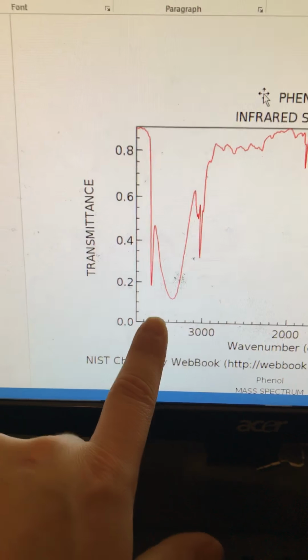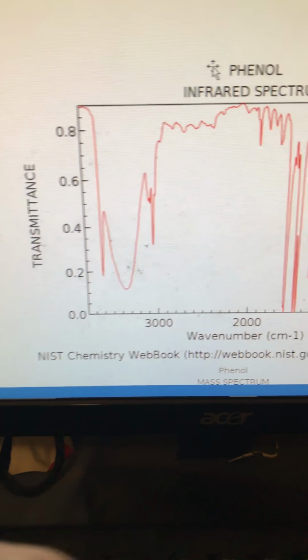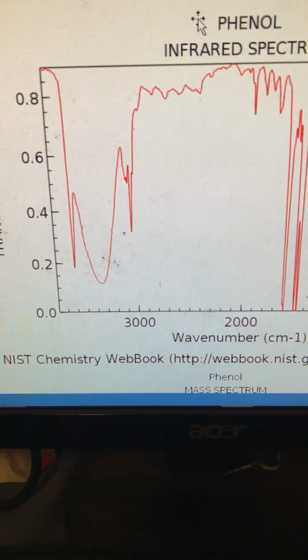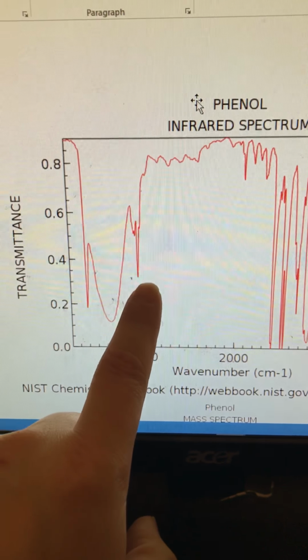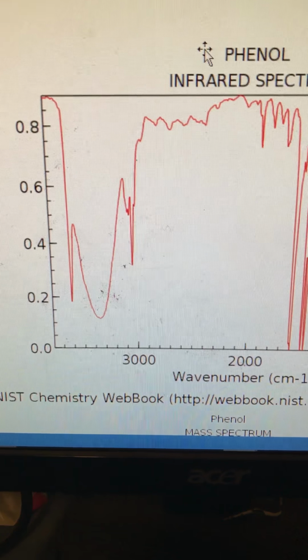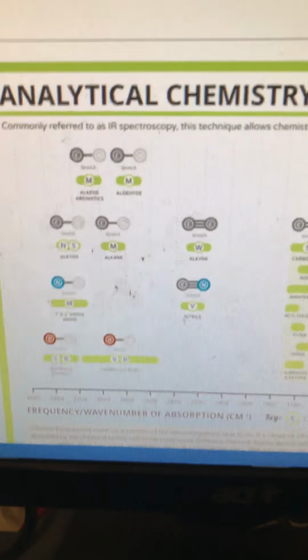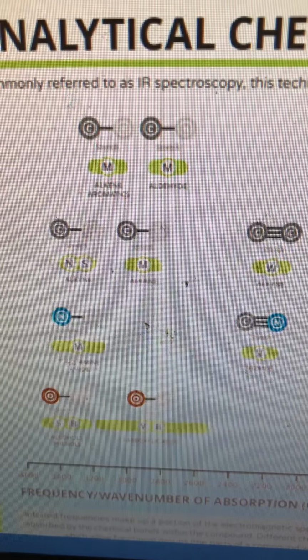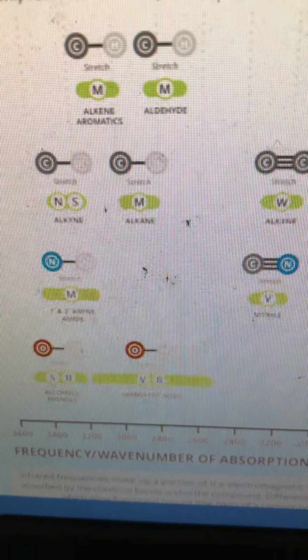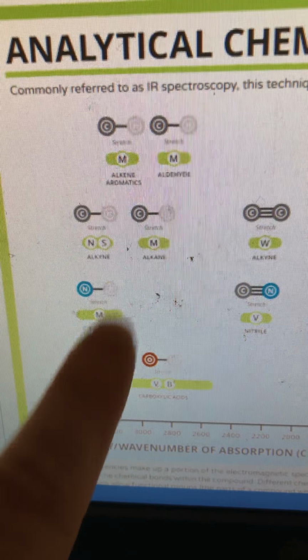As you can see here, there's a large round tip, and this is indicative of an alcohol. And then there are some smaller peaks here, which are usually associated with aromatic rings. And if we go up to our reference guide, it can be seen that that will align with the expected spectrum.